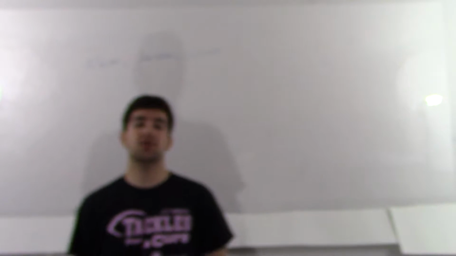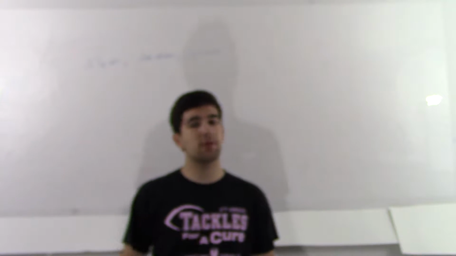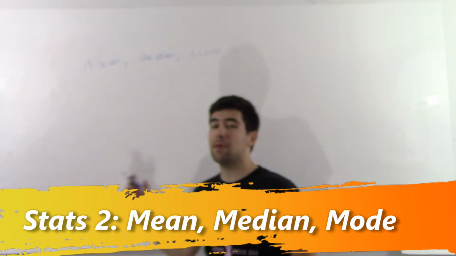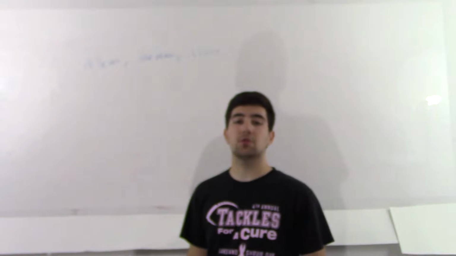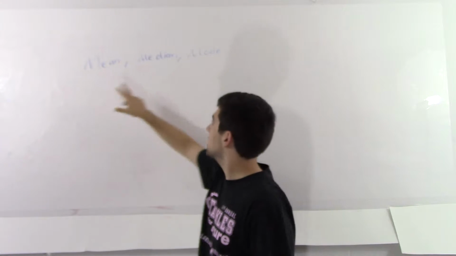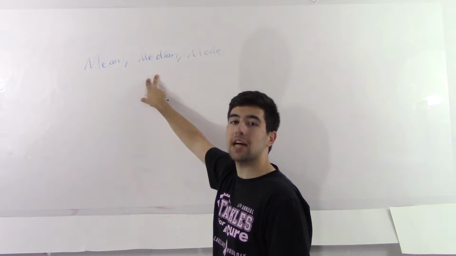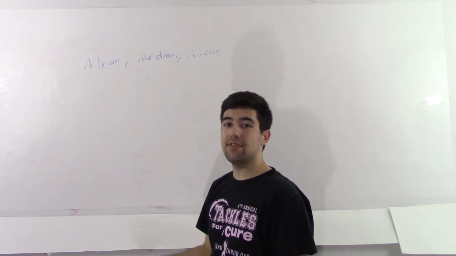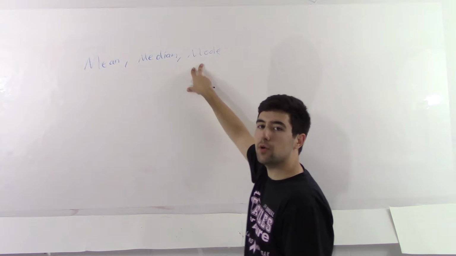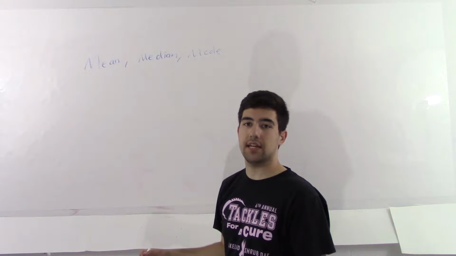Before we move on into more in-depth statistics, let's have a quick review about mean, median, and mode. Everybody remembers mean, median, and mode. We've been learning it since we were in elementary school. The mean is the average of a set of data. Median is the middle number in an odd set of data, and in an even set of data, it's the average between the two middle numbers. And the mode is the number that we see the most in a set of data.